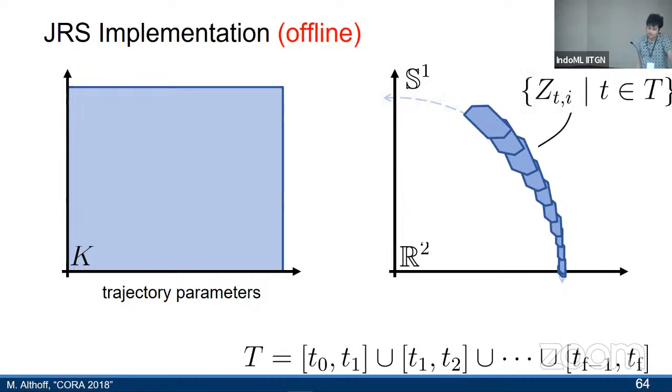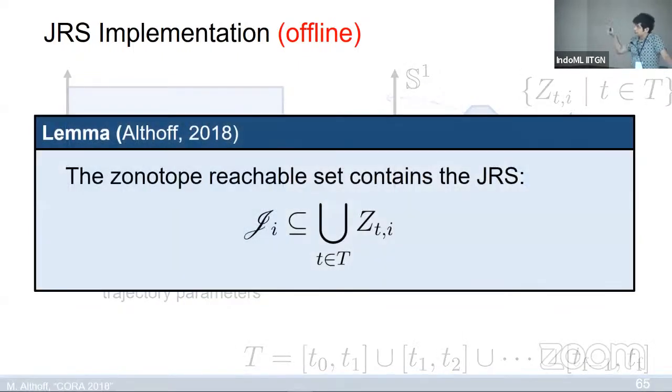And in fact, what we have is a really nice theorem that looks like this, which is we can construct a zonotope reachable set that contains the joint reachable set over each of the different time intervals of interest. And in fact, there are really nice algorithmic tools that allow us to do this.